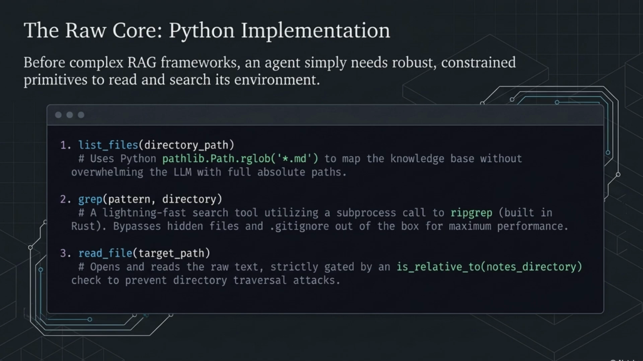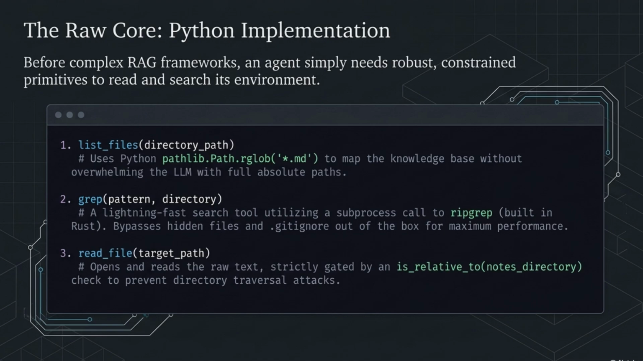The list files function uses Python's pathlib rglob to map the knowledge base without overwhelming the language model with full paths. This approach ensures efficient indexing and prevents unnecessary data exposure. By focusing on relevant files, the agent can quickly locate the information it needs while maintaining security.